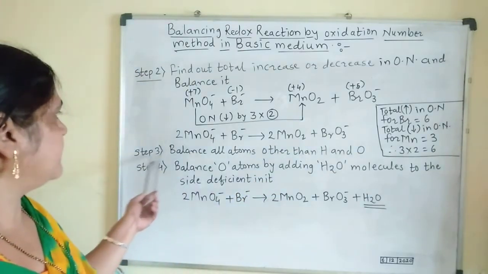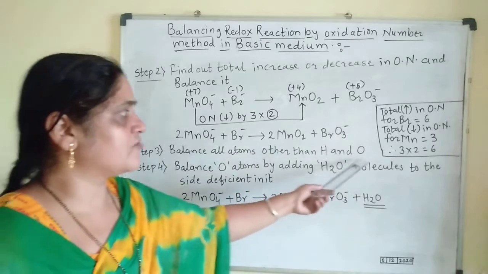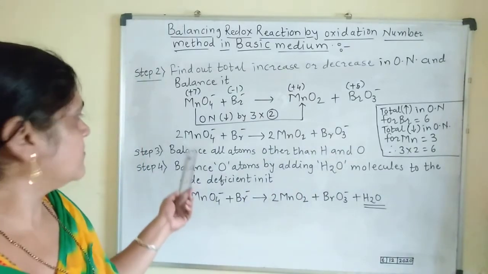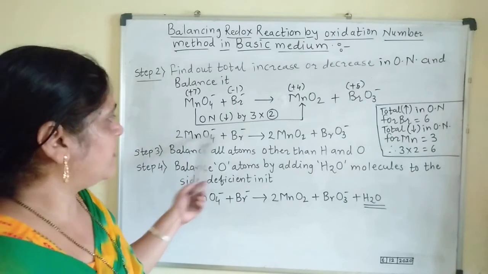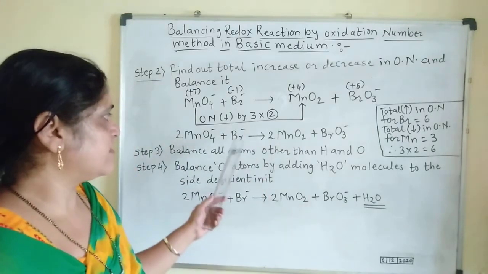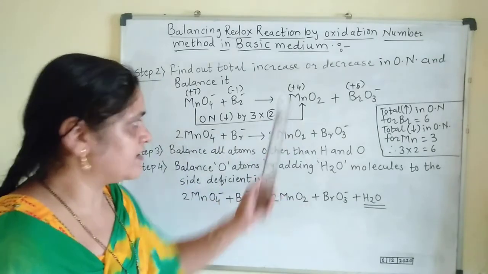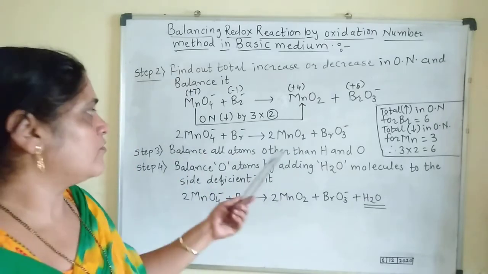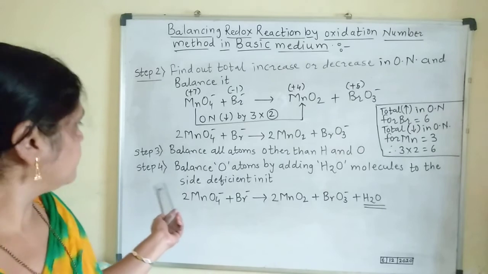Next step is to balance all atoms other than hydrogen and oxygen. Let us check whether the other atoms are balanced or not. Here 2 Mn atoms, here 2 Mn atoms, here 1 Br atom, here 1 Br atom. So other than hydrogen and oxygen, all the atoms are balanced. So we are going for the next step.